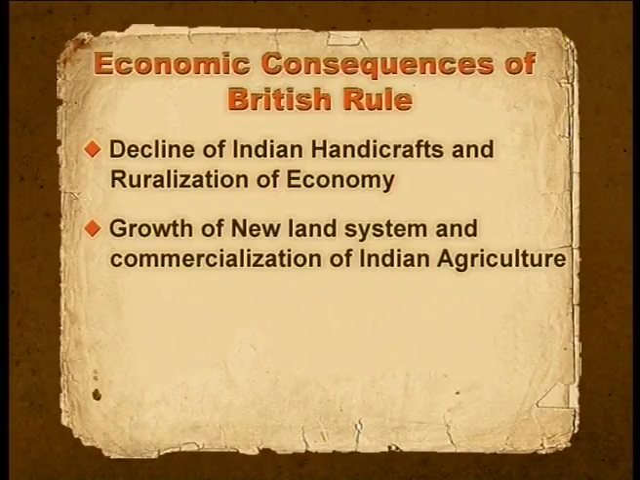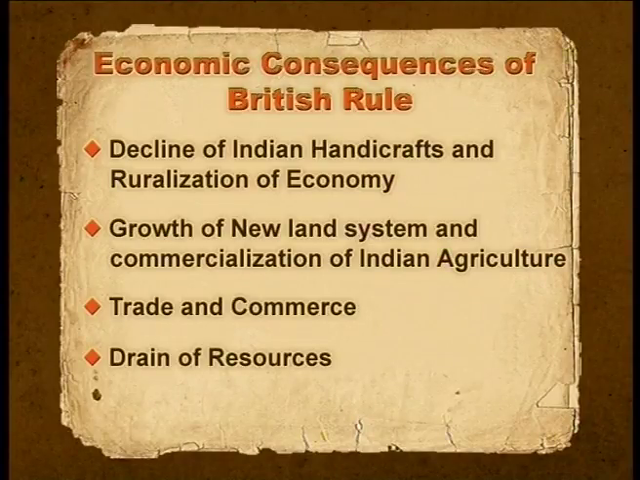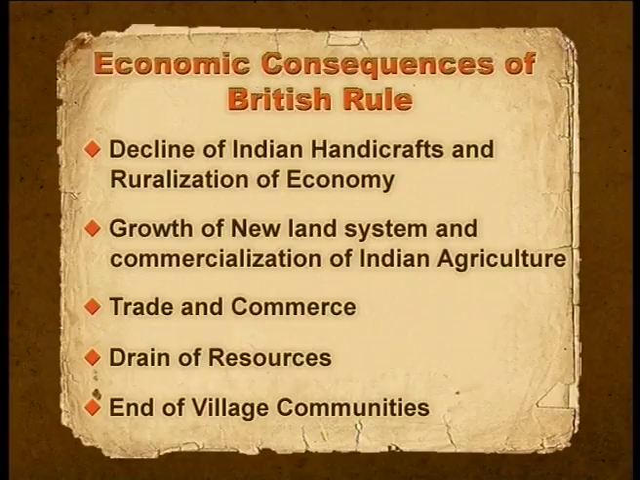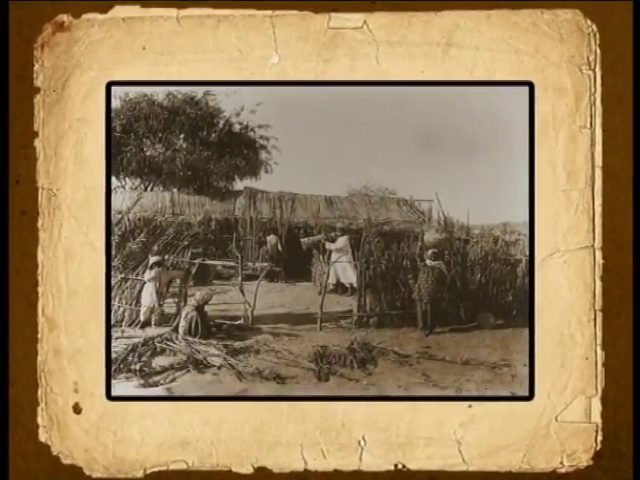The second one is growth of new land system and commercialization of Indian agriculture. Third, it had a severe impact on trade and commerce. And fourth, the drain of resources, and in the next class we will also be talking about the drain theory. The last is related to the end of village community. So, the British conquest had a severe blow on these 5 broad features of the Indian economy, starting with handicrafts, commercialization of Indian agriculture, trade and commerce, draining of resources, and the end of village communities.